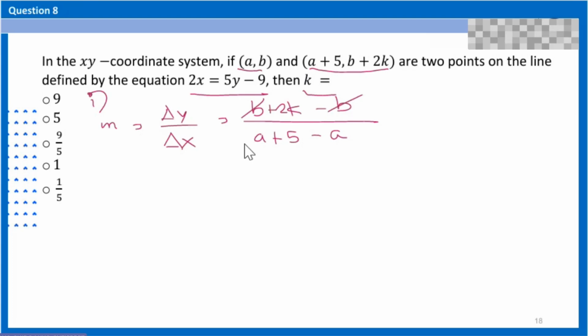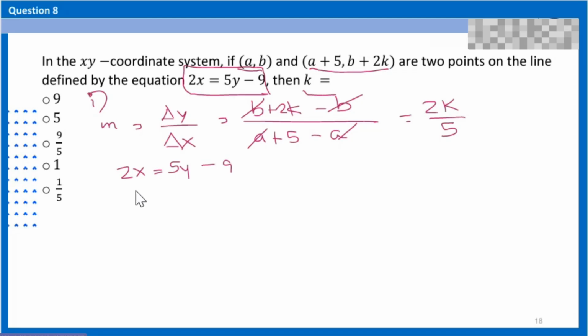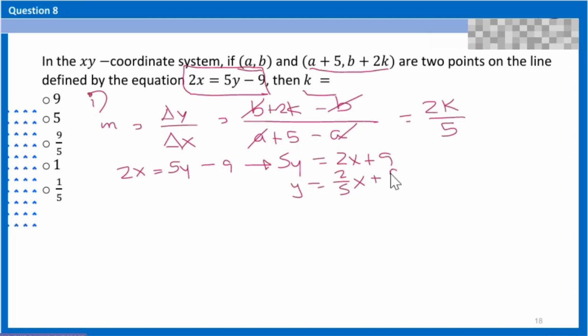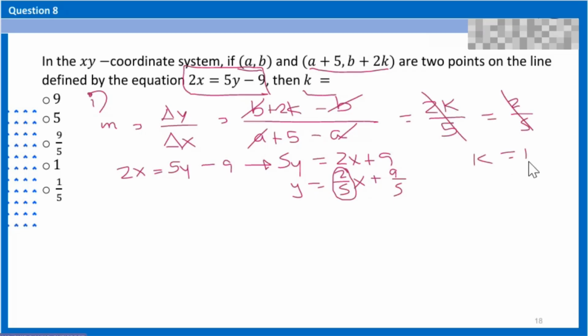So notice what happens, something interesting. You are left with the expression 2k over 5. But at the same time, you already have the equation of the line. All you have to do is simply change the equation so that you can isolate y. If you isolate y, you get 5y equals 2x plus 9, and then dividing by 5, you get 2 over 5 x plus 9 over 5. Clearly, the slope is this coefficient, so this is the same. And from this, you see clearly that k equals 1, right?